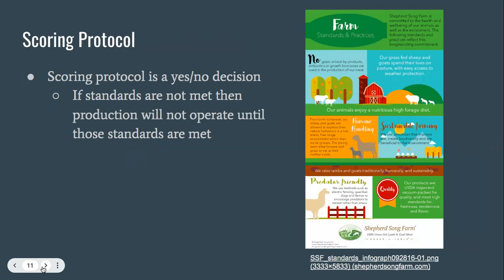Okay, for scoring protocol, for our audit tool, scoring protocol is going to be a yes or no decision. For example, if standards are not met, then production will not operate until those standards are met. So, basic things like food, water, and shelter not being enough or in adequate condition for the sheep. If those are not up to standards, the operation will cease to operate until they fix those matters.